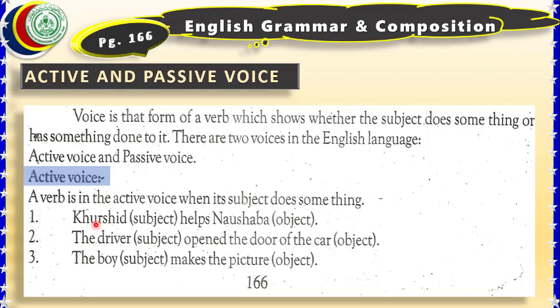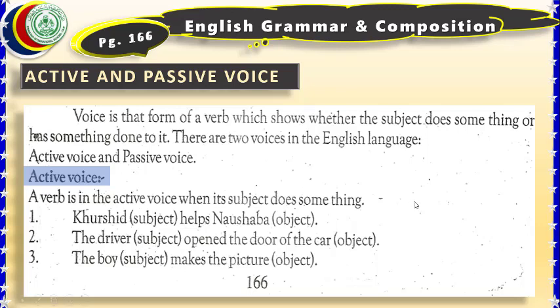Khurshid is the subject. Helps Nushaba. Khurshid is doing something. What is he doing? Helping. The driver is subject. Opened the door. The driver is working, doing something. The boy makes the picture. The subject is doing something. Dear students, all these sentences are given in active voice. You can see the subject is doing some work.